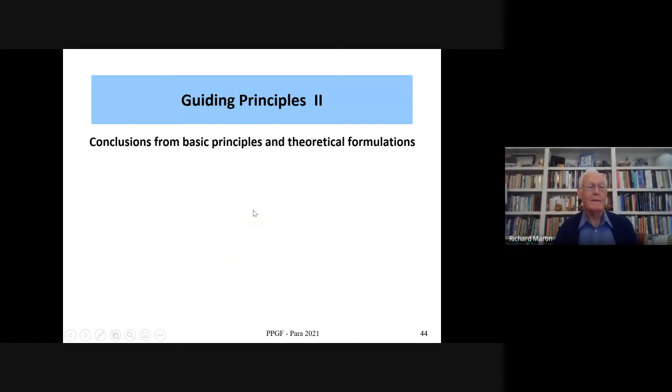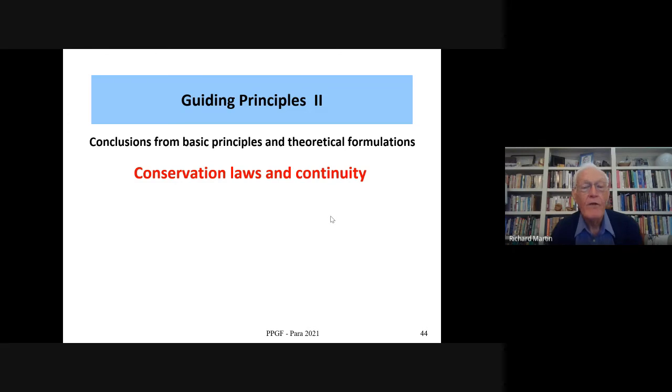There's another way of thinking about guiding principles. Let's look at basic principles that would come from theory and theoretical formulations. The basic points that I would like to make come ultimately from conservation laws and continuity. I have a nice quote from Alex Abrikosov about what Landau thought about when developing Fermi liquid theory. It was basically, what evolves continuously from systems that we can understand, and then we can describe in terms of their properties using independent particle concepts modified to deal with strongly correlated systems.